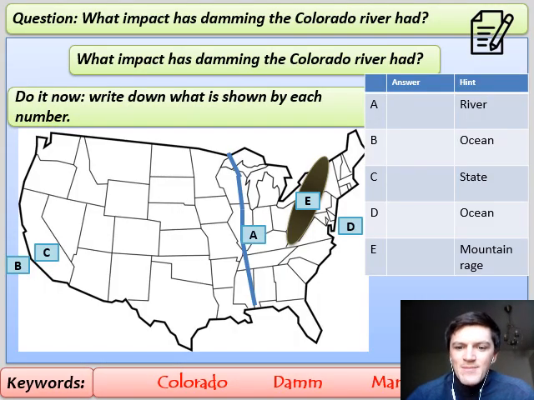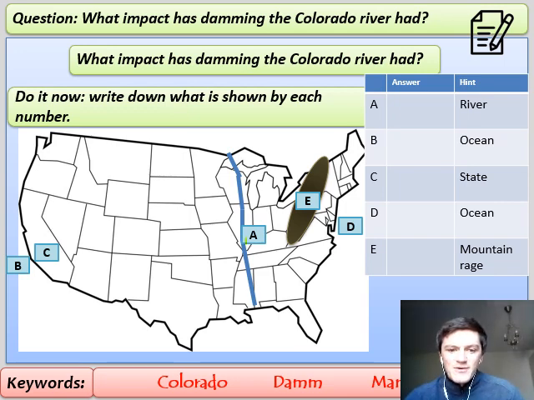I need you just to write A, B, C, D, and E in your books, and I just need you to write down and label what the names of the things that we can see here are. So what's the name of the big river that runs right down through the heart of America? What's this ocean? What's this state here?